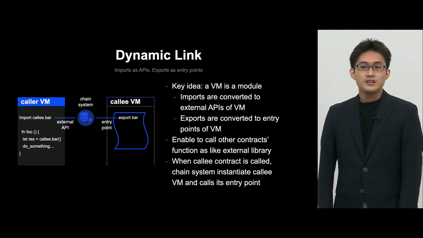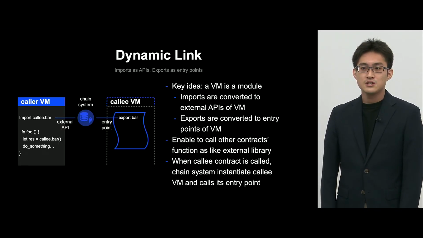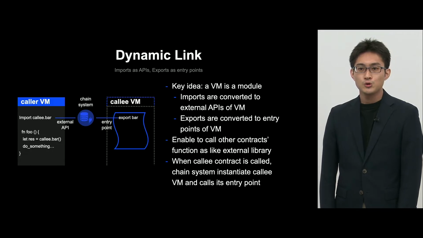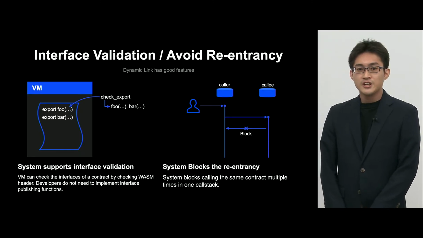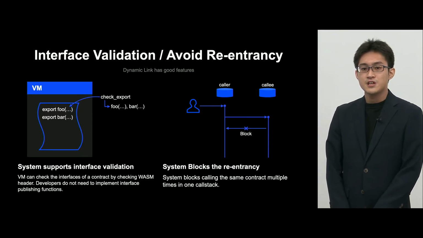And the entry point is made up of the export part in the code. So in the dynamic link, the import and export of the WASM will be converted to the API of a VM and the entry point, and mediated with the chain system.